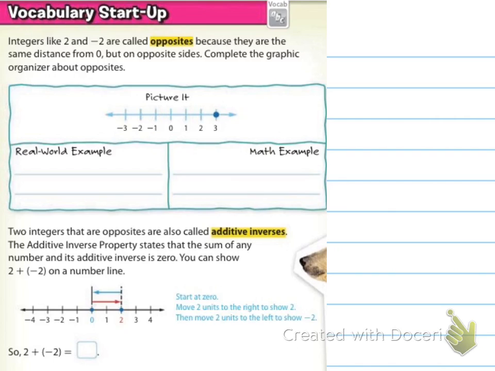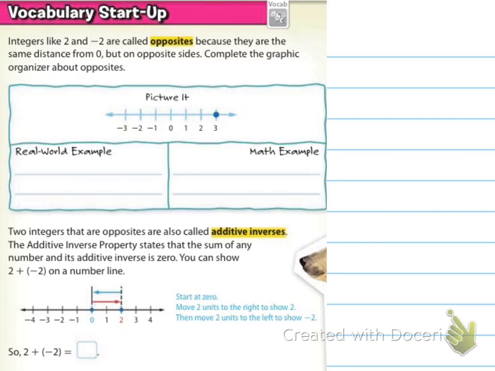The first thing we're going to look at is vocabulary startup. It says integers like 2 and -2 are called opposites because they are the same distance from 0 but on opposite sides. Complete the graphic organizer about opposites.